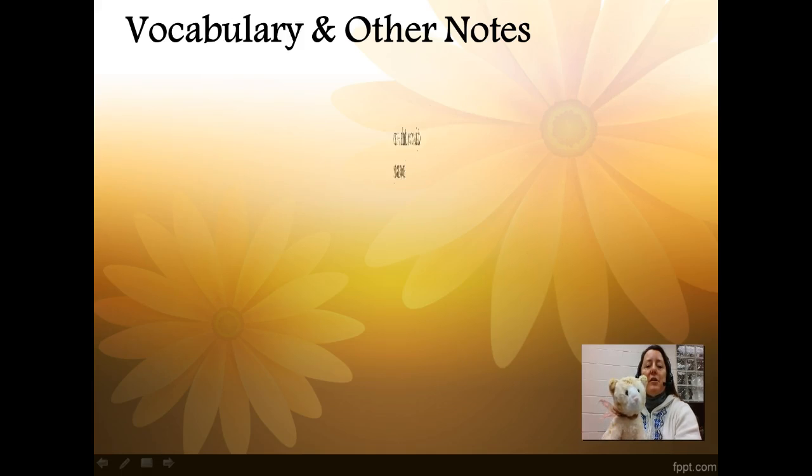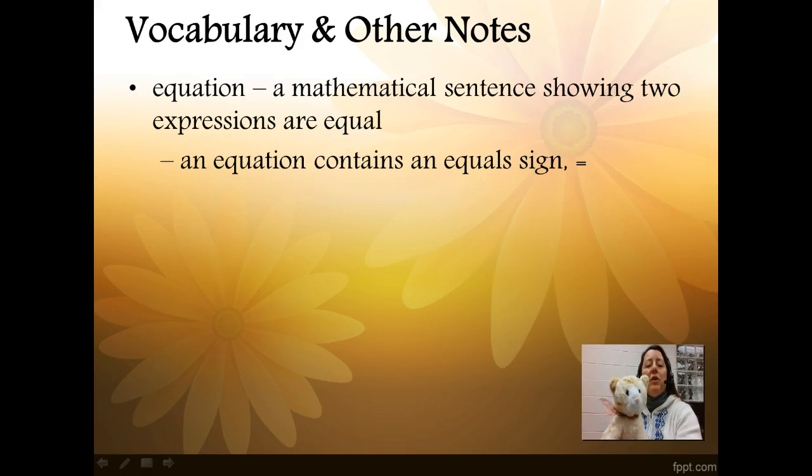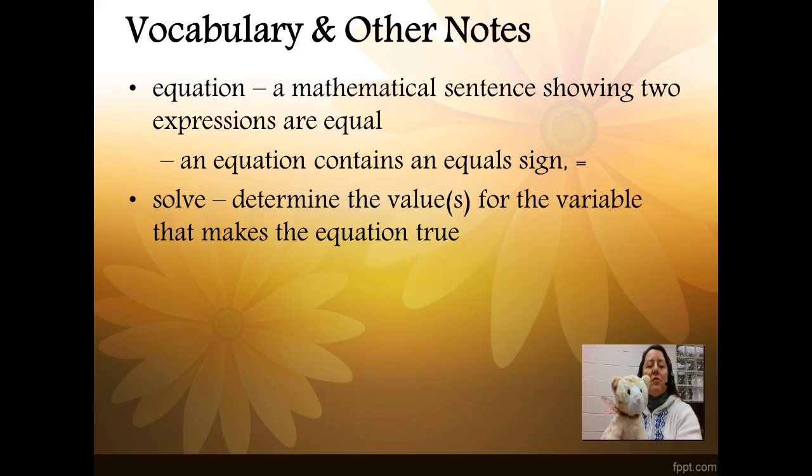The first word is equation. An equation is a mathematical sentence showing two expressions are equal. All equations will contain an equal sign. The next word is solve. To solve is to determine the value or values for the variable that make the equation true.